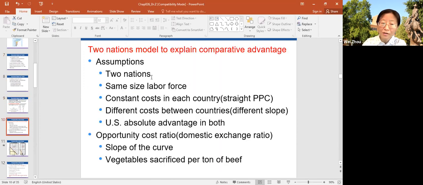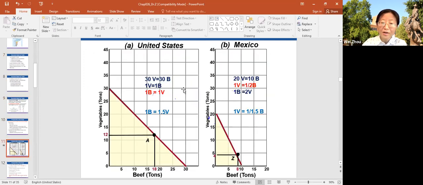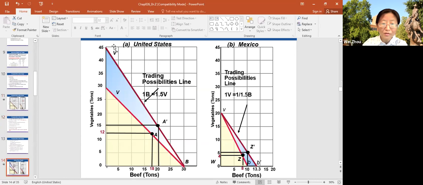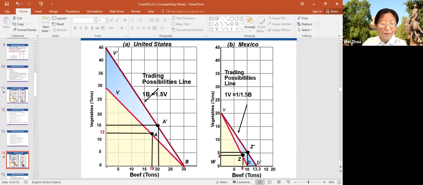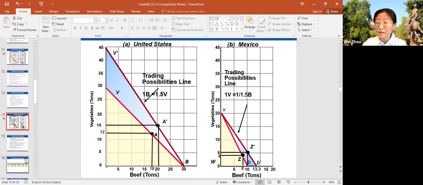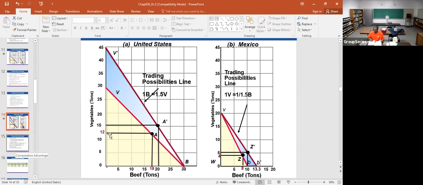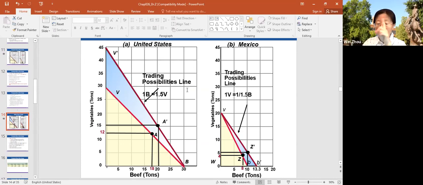But for the model, you can see it very clearly. Without international trade, the maximum you can consume is 30 beef or 30 vegetable for the US, and 20 vegetable or 10 beef for Mexico. However, after international trade, both of them can consume more combinations of beef and vegetable, so it is a benefit for both countries. Okay, can I move to the next one? Yes. So this is international trade model 1.